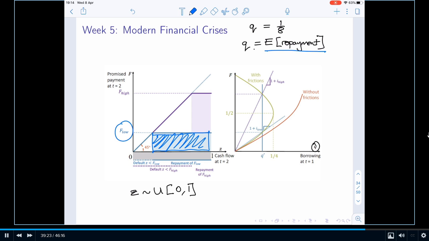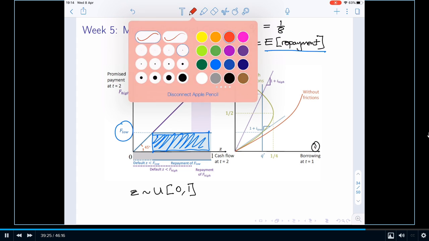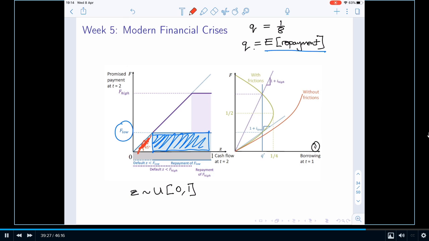So the area of the triangle is now the loss of value on average from defaulting in a world with financial frictions. And that area, you can think about as being captured by the gap between the with frictions line and the without frictions line. Okay.